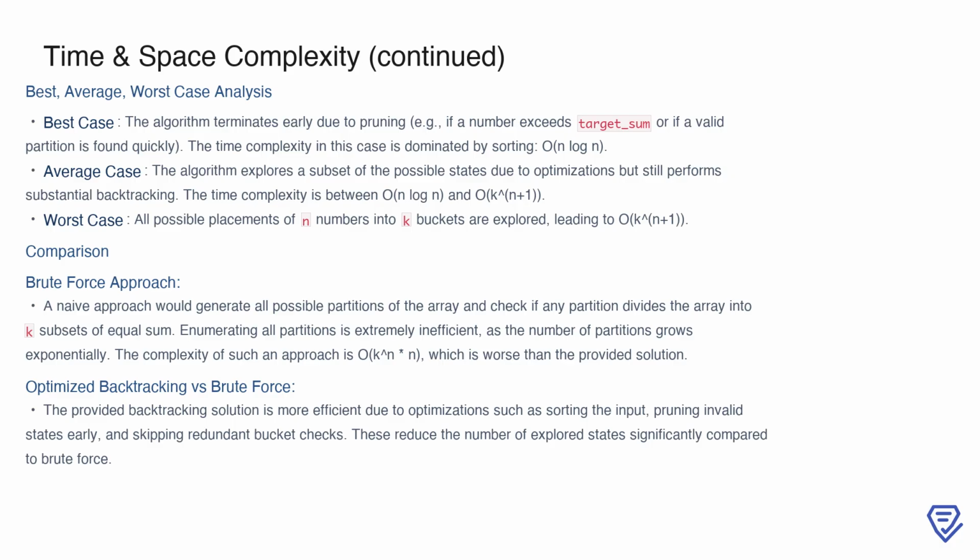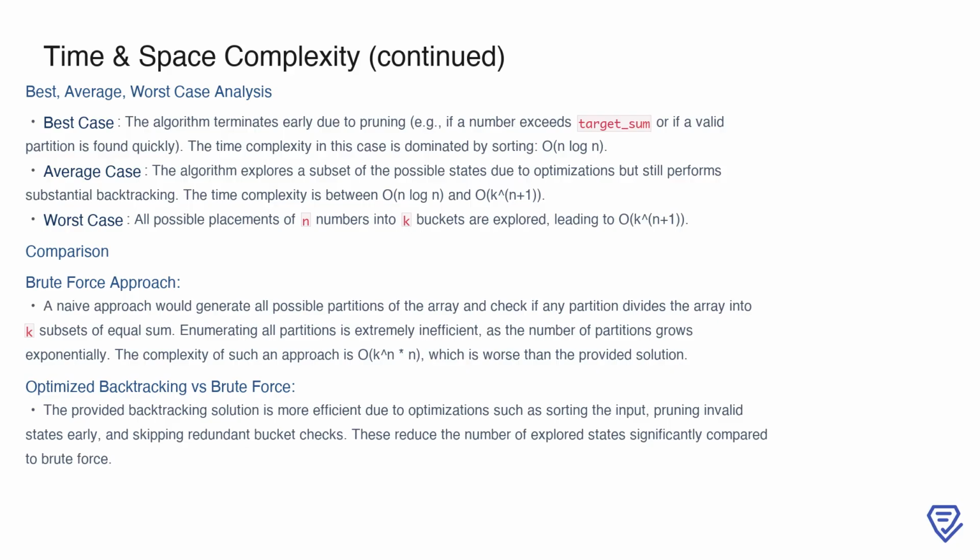In the best-case scenario, pruning occurs early, either because a number exceeds the target sum or because a valid partition is found quickly. Here, the time complexity is dominated by the sorting step, which is n log n. In the average case, the algorithm benefits from optimizations like pruning and sorting but still explores a substantial subset of states, resulting in a time complexity between n log n and k^(n+1).